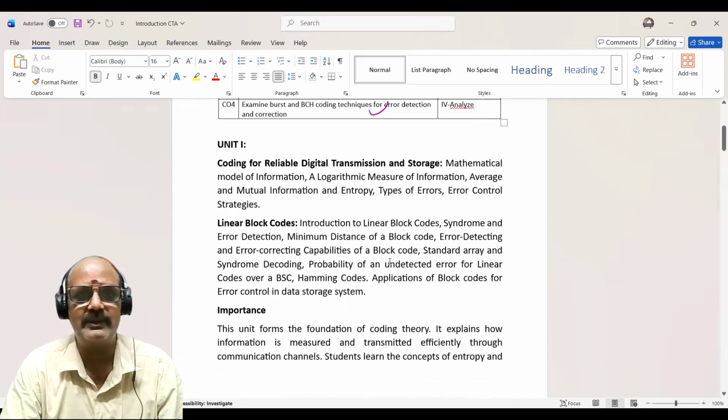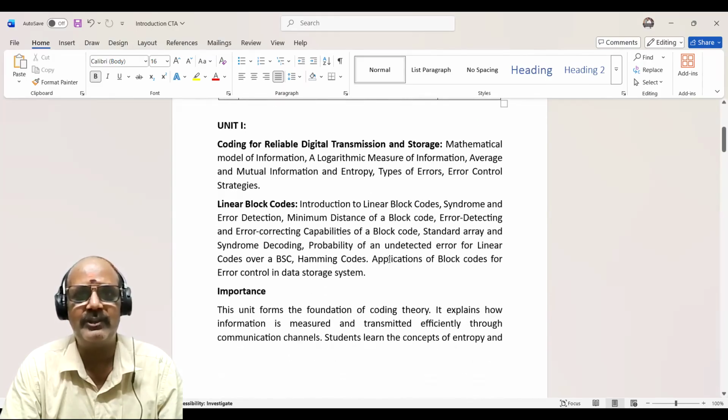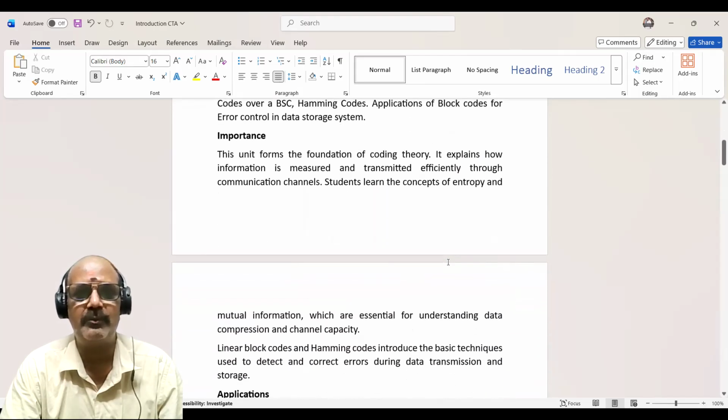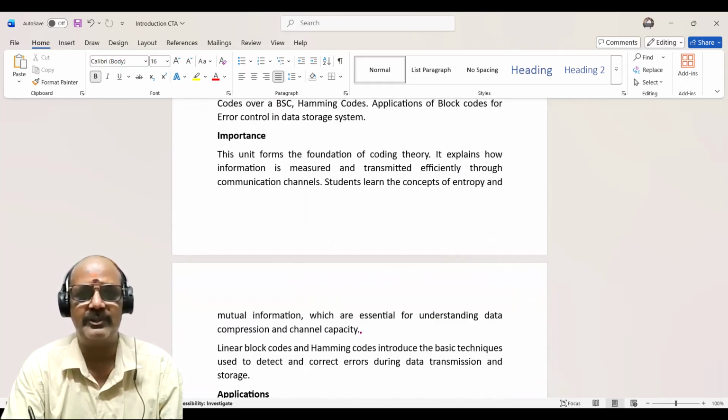Unit 1 for this course is coding for reliable digital transmission and storage, and linear block codes. These are the contents which are introduced in the first unit. The importance of the first unit is that it forms the foundation of coding theory. It explains how information is measured and transmitted efficiently through a communication channel. Students learn the concept of entropy and mutual information, which are essential for understanding data compression and channel capacity.